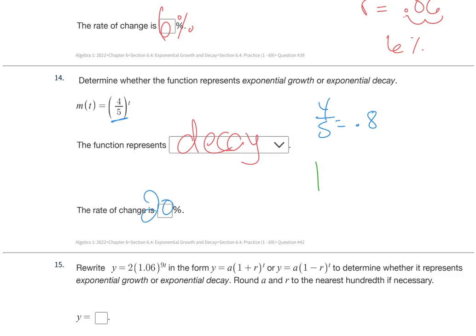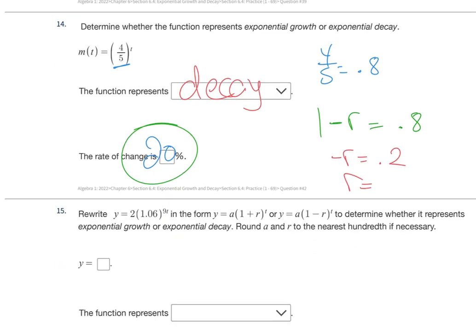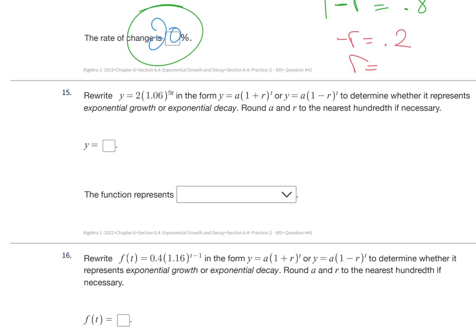How do I know? Because 1 minus our rate is equal to 0.8 or 4/5, however you want to look at it. If I subtract 1, I get 0.2. And in this situation, it actually doesn't really matter if we call this positive or negative, because the rate of change was 20. And we could say, yes, we are losing 20%, but you're not going to call it positive or negative on that one. Rewrite this in the form of this or this to determine whether it represents growth or decay.